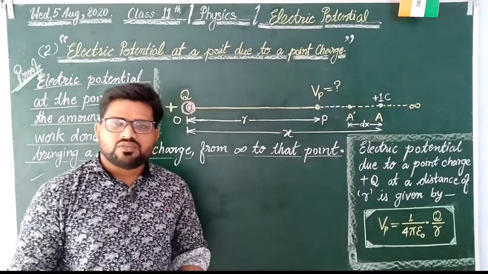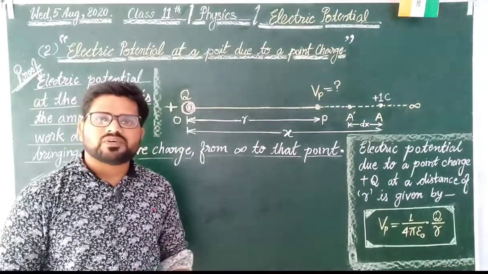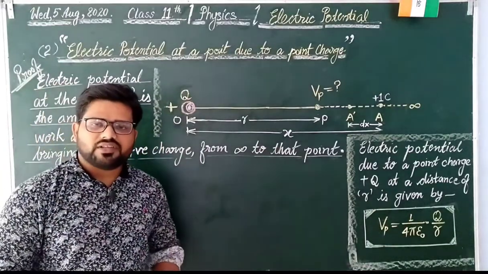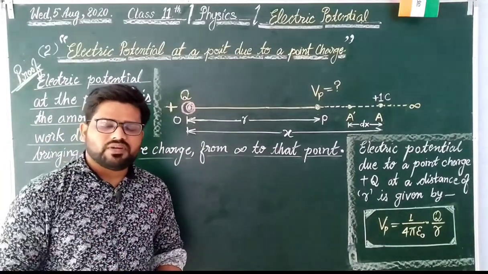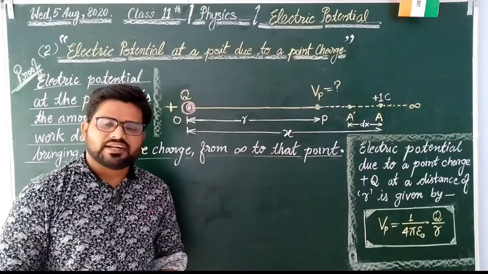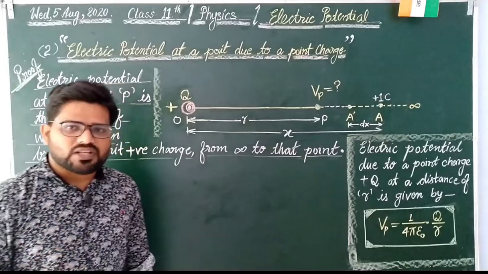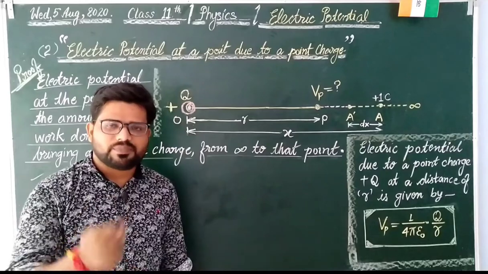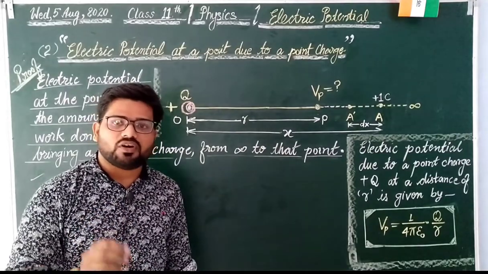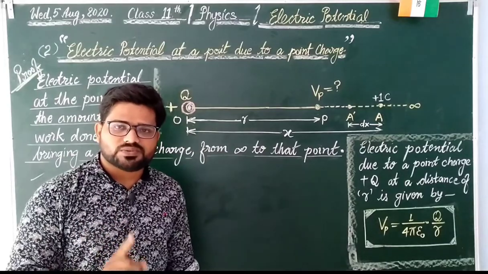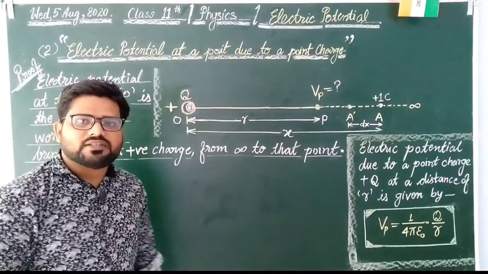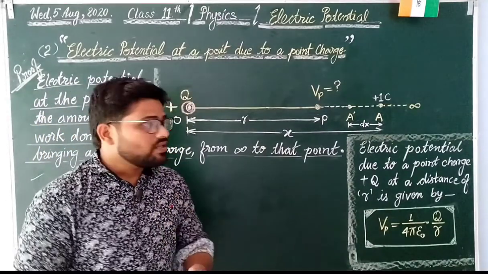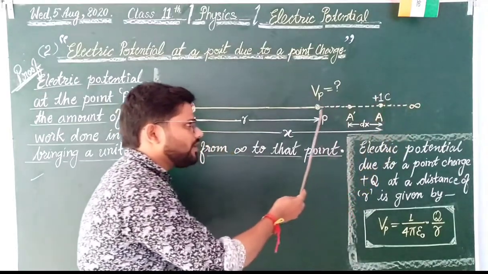Dear friends, we have to establish this relationship. Let's find out. Before deriving this expression, we will recall the concept of electric potential. Electric potential due to a point charge plus Q in its electric field at any point, say P, is defined as the net amount of work done in bringing unit positive charge from infinity to that point. Means we have to calculate the net work done in bringing unit positive charge from infinity to point P.